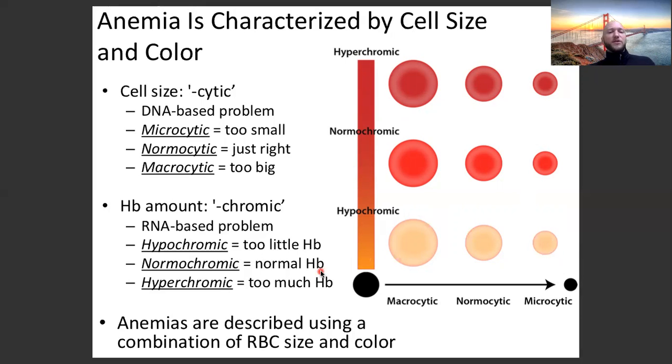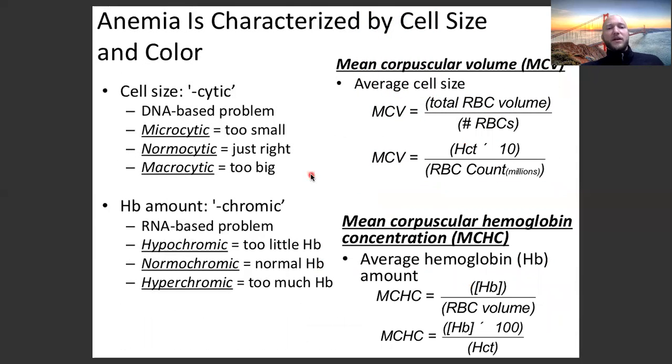And these are described using a combination of RBC size and color. So we find out the size component by calculating mean corpuscular volume. If the mean corpuscular volume is too low, microcytic. If it's just right, normocytic. If it's too high, macrocytic. So mean corpuscular volume is how we figure out the cytic aspect, the size aspect. Mean corpuscular hemoglobin is how we calculate the chromic part. So we have too much hemoglobin, hyperchromic, just enough hemoglobin, normochromic, too little hemoglobin, hypochromic.